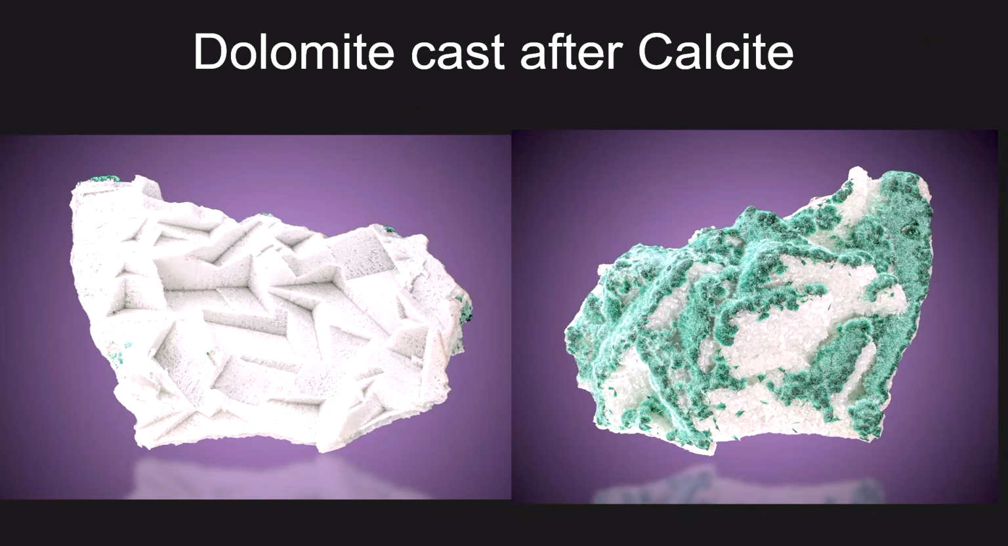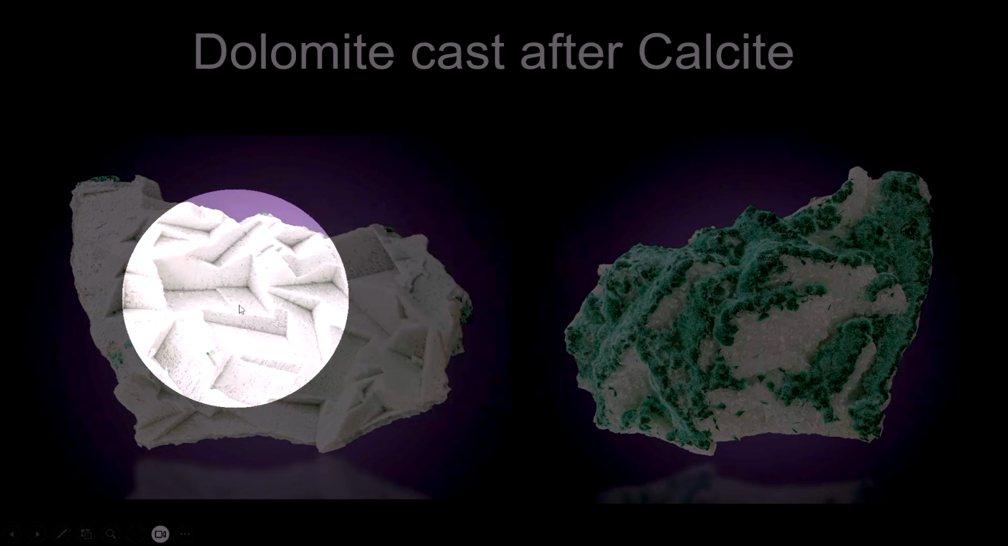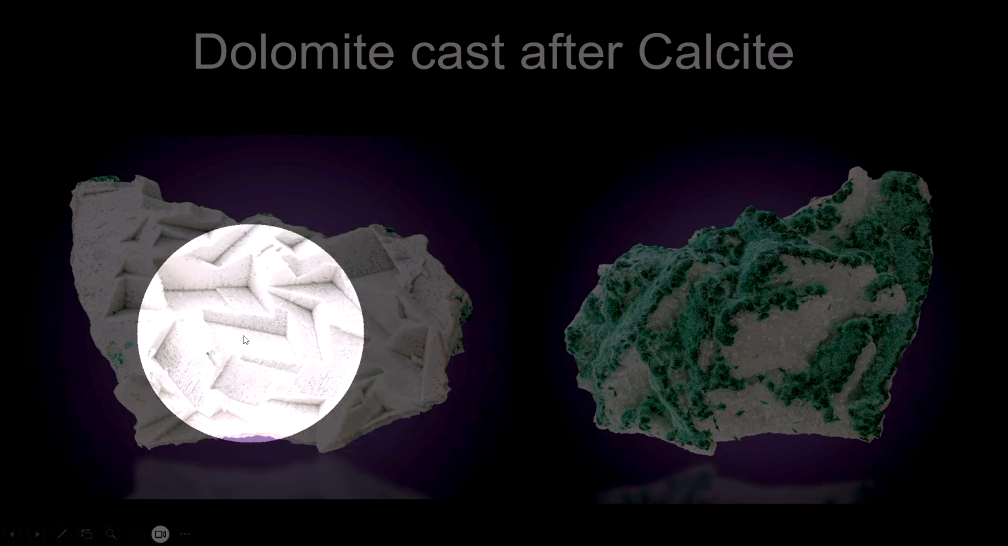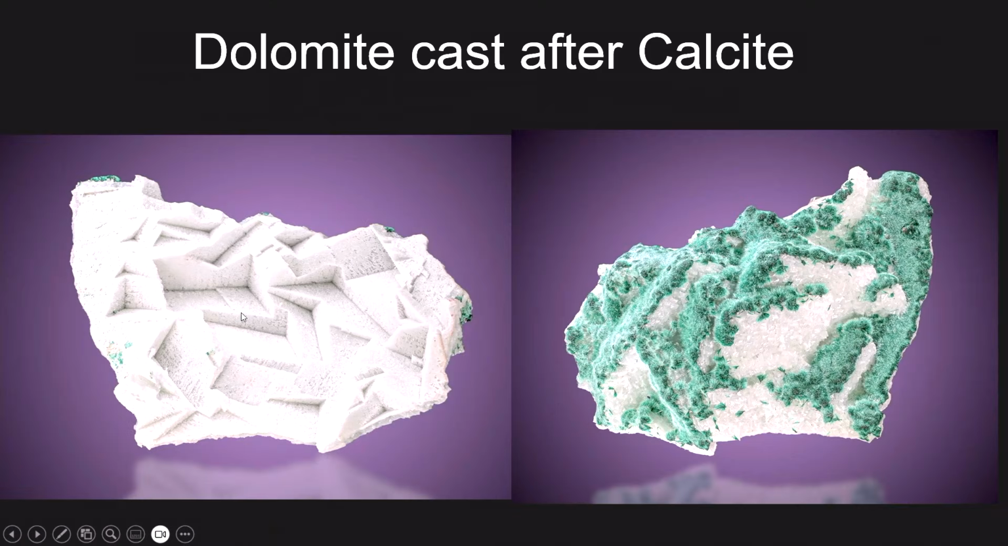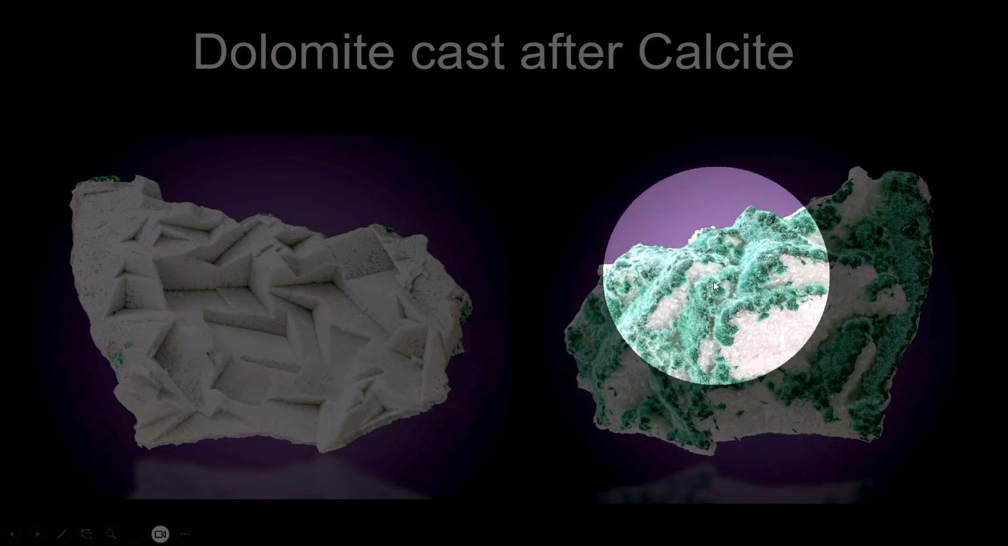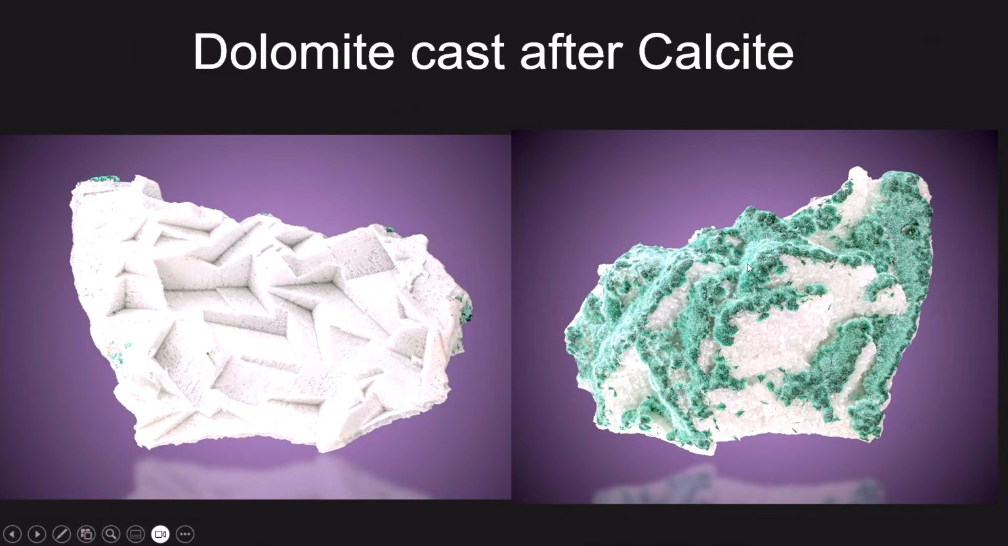Here we have a snow white dolomite cast. We can see the very sharp imprints of the rhombohedral crystal forms. On the front side of the cast, there is a sprinkling of malachite needles.